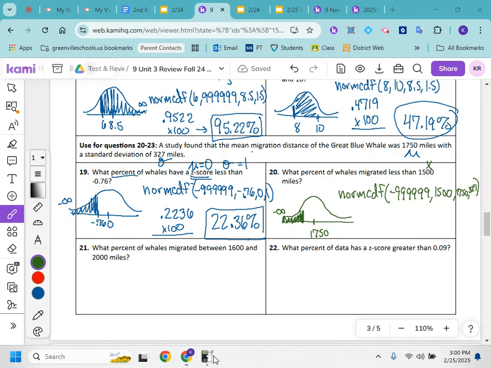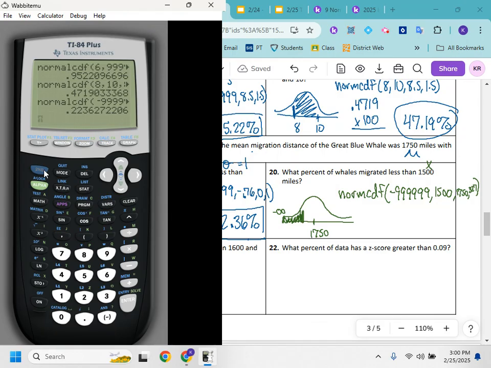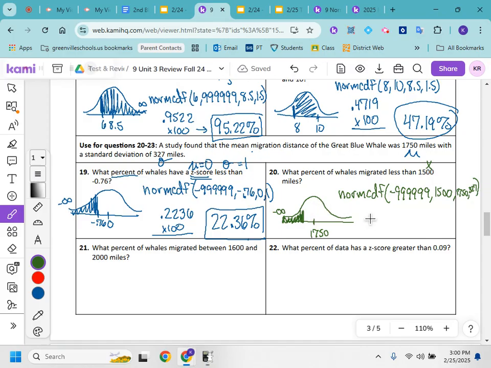I ran over. Because we're using X values, not Z-scores. So that's already there, nice. 1,500. We're using a mean of 1,750 because it says it up here. And a standard deviation of 327. Less than 50%, 22.23%. Times 100, 22.23%.